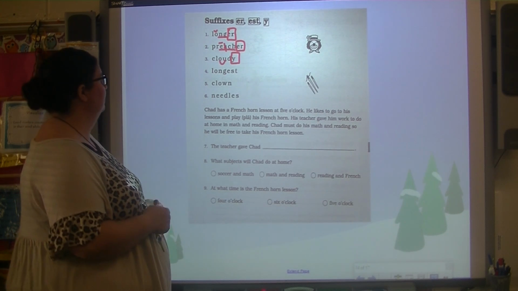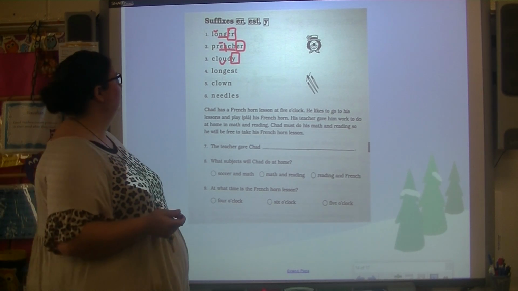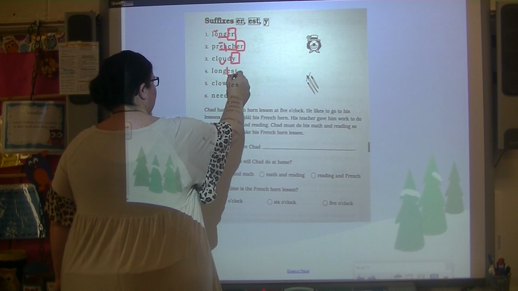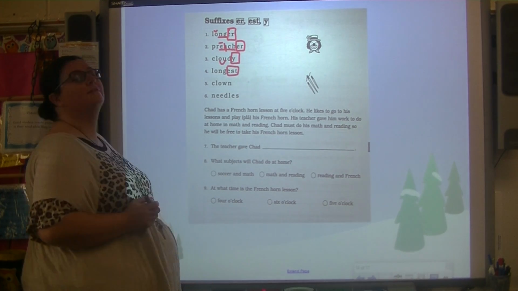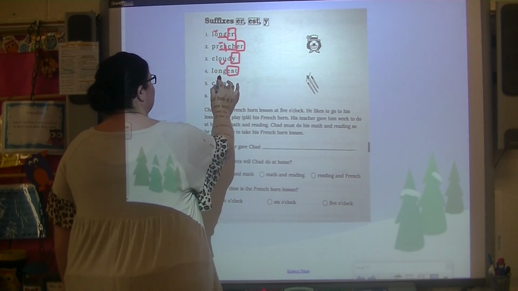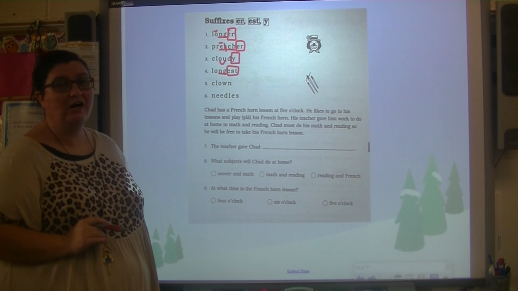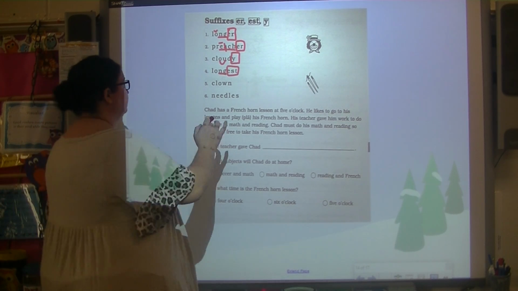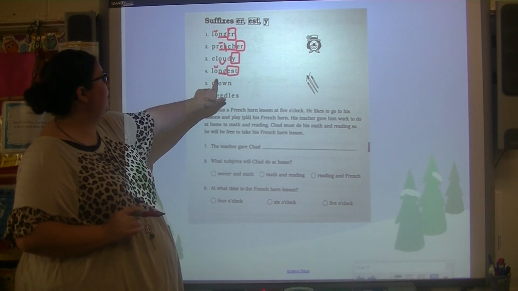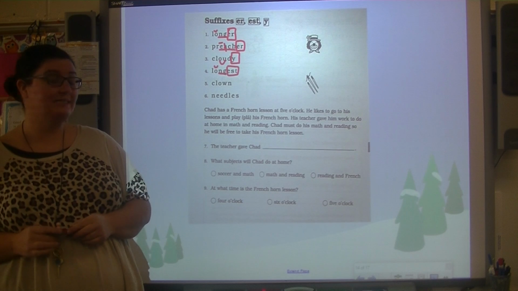All right. Number 4. We have suffix est. Box it. Do you still have a root word? Yes, you do. NG is your digraph. Vowel followed by consonant is short. Sound it out. Longest. Longest.